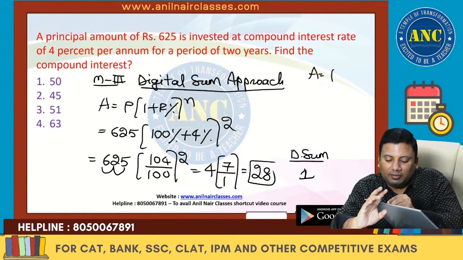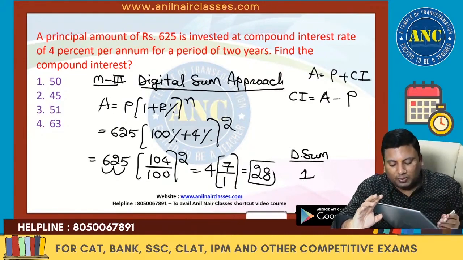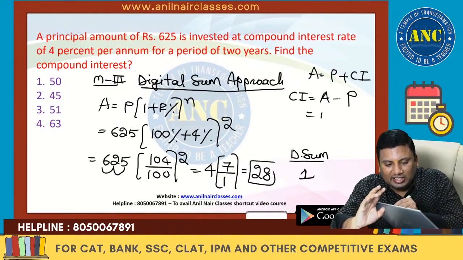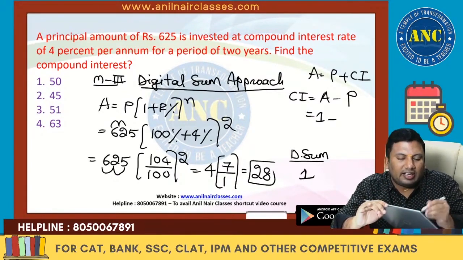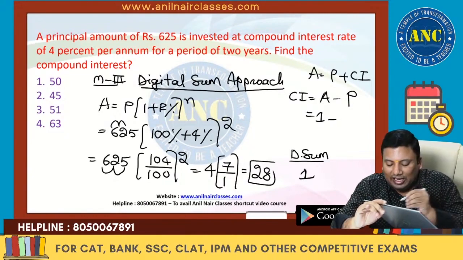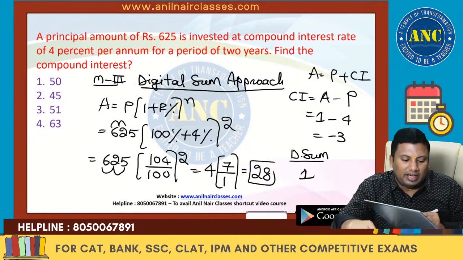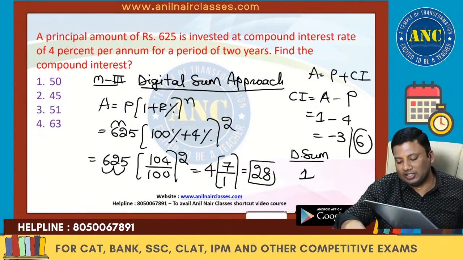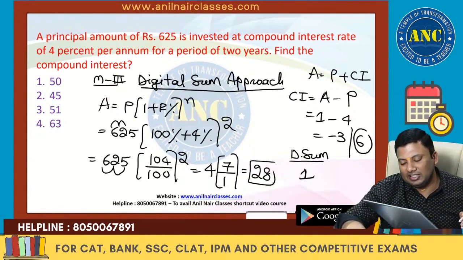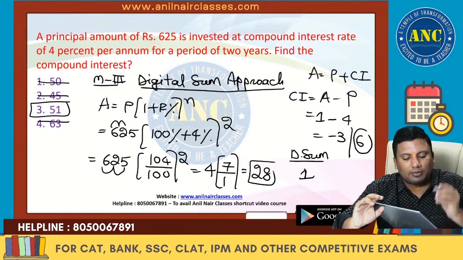Amount is nothing but principal plus compound interest. Compound interest is amount minus principal. Amount we got digital sum 1. Principal digital sum is 6 plus 2 is 8, 8 plus 5 is 13, 13 is 4. So 1 minus 4 is minus 3. If you get minus, you have to add 9 to it to get the positive digital sum. Minus 3 plus 9 is 6. The answer digital sum should be 6.